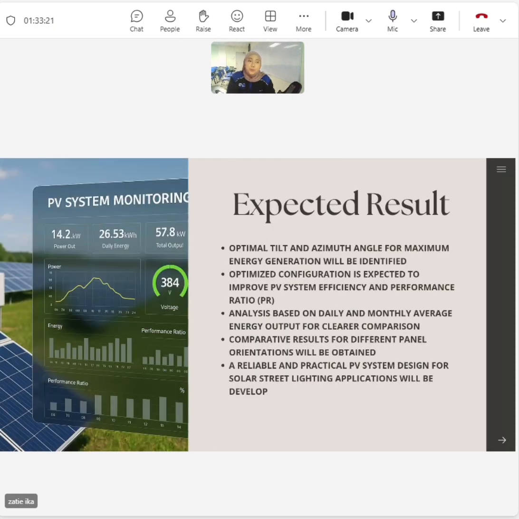This slide shows the expected outcome of my project. First, I will identify optimal tilt and azimuth angle to maximize energy generation. Then the optimized setup is expected to improve system efficiency and performance ratio. The analysis will be based on daily and monthly average energy, so it's easier to compare. So I will compare different panel orientation. Lastly, this project aims to develop a reliable and practical PV system designed for solar street lighting.